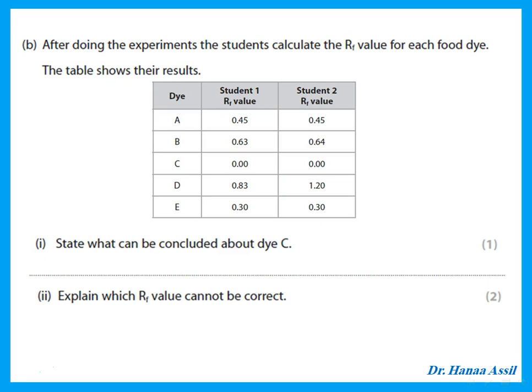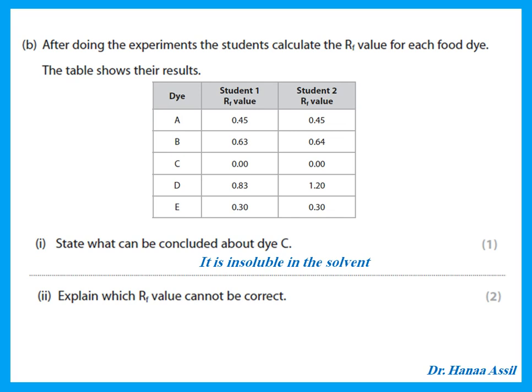After doing the experiments, the students calculate the RF value for each food dye. State what can be concluded about dye C. Well, let's look at dye C. Where is dye C? In dye C, the RF value for both students is 0. When the RF value is 0, what does that tell you? It means that the spot remained on the baseline, and that means that the dye is insoluble in the solvent.